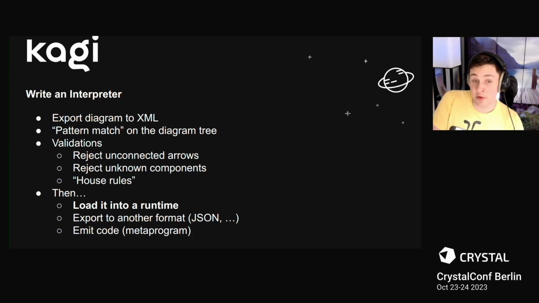From there, we have a few options. We can immediately load it into a runtime, which is what we'll talk about next and what we currently do. But you could export the parsed diagram into another format like JSON, or use the interpreter as a meta program to generate more code. But since we just embed the interpreter into our server, we'll stick with that.